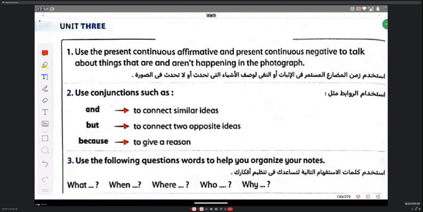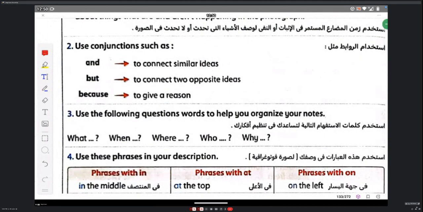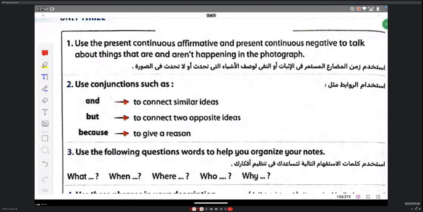Use the present continuous affirmative and the present continuous negative to talk about things that are and are not happening in the photograph. So we can use the present continuous, either negative or positive, affirmative.